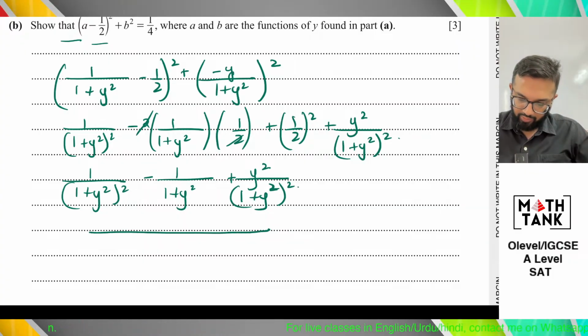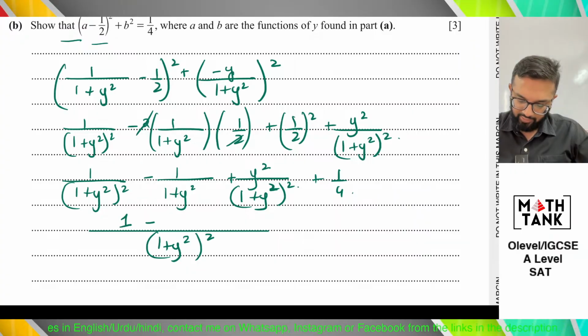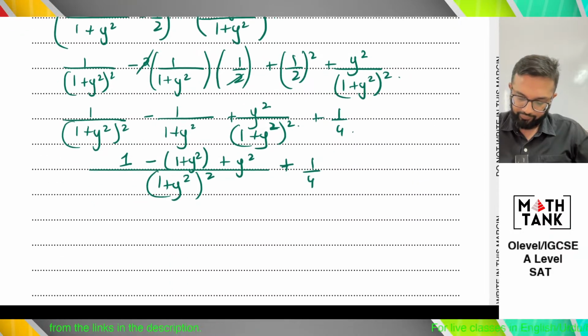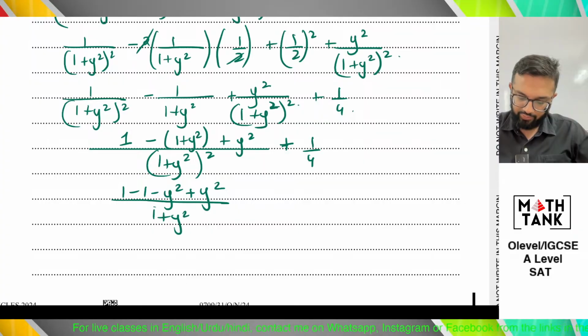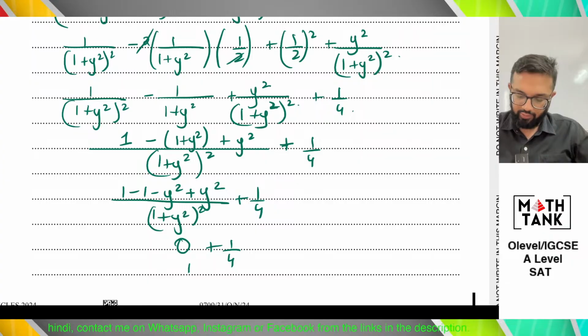I take a common denominator and there's a 1 over 4, and there's a 1 over 4. The common denominator is going to be (1 plus y squared) squared. So this stays as 1, this gets multiplied with 1 plus y squared, and this stays as y squared, plus 1 over 4. So 1 minus y squared plus y squared over 1 plus y squared gives you 0 plus 1 over 4. Hence proved.